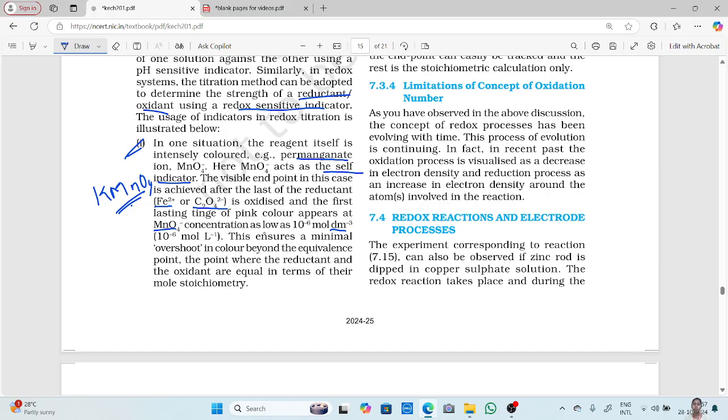In fact, in the recent past, the oxidation process is visualized as a decrease in electron density, and the reduction process as an increase in electron density around the atoms involved in the reaction. So in recent years, oxidation is seen as a process of decreasing electron density around an atom, and reduction as increasing electron density around an atom. So there are limitations of the concept of oxidation number. You cannot follow one method because there are new methods which are still being developed.